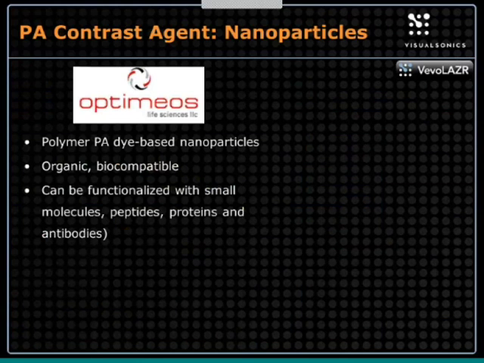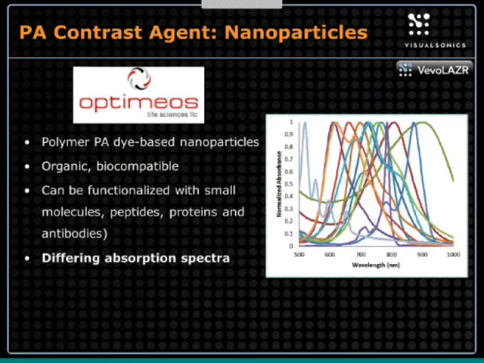Now, a key aspect of these particles is that they have differing absorption spectra. What this means is that they essentially look different. They're different colors. And Optimum can make many of these kinds of contrast agents, which really provides an advantage here, because now we can actually use more than one of these contrast agents at a time in the same animal. And this is a really key aspect here.